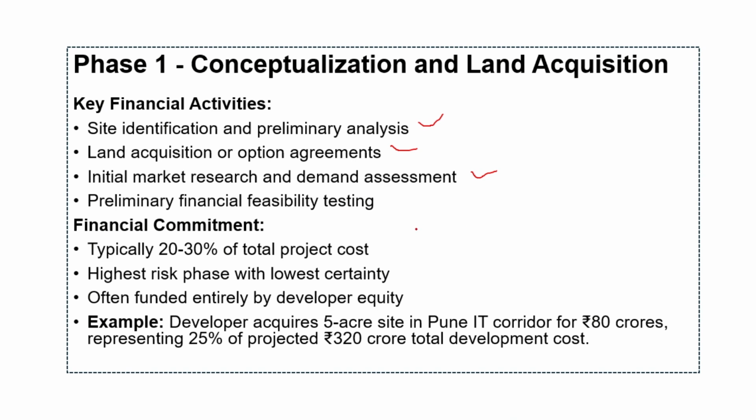Then we have preliminary financial feasibility testing. Using basic pro forma analysis, determine whether projects meet minimum return thresholds before proceeding to detailed planning. Then we have financial commitment characteristics, which actually are very challenging. This phase typically requires 20 to 30% of total project cost, a substantial commitment with limited ability to recover investment if the project doesn't proceed.